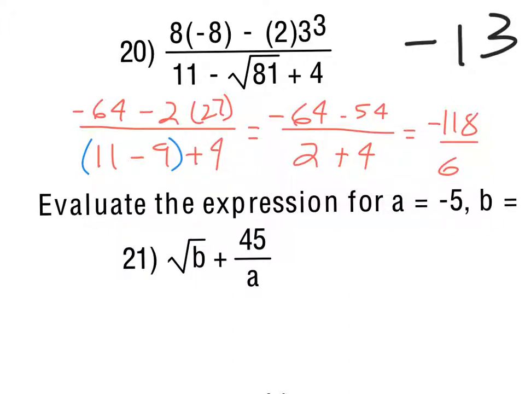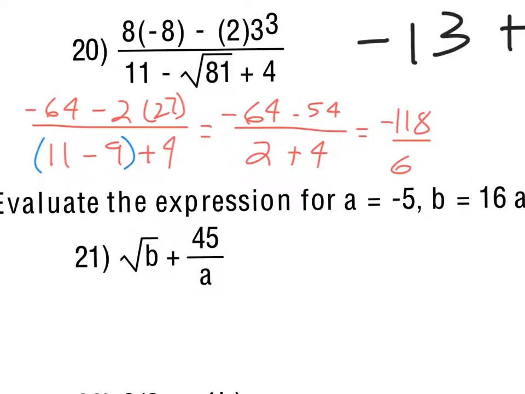And if you feel like that should reduce, you are correct. It does reduce down to negative 59 over 3. And there we go, so that one's all set. And again, make sure you do reduce that. We do prefer the reduced fraction as opposed to something like negative 19.6 repeating.